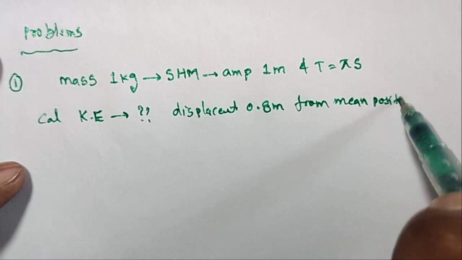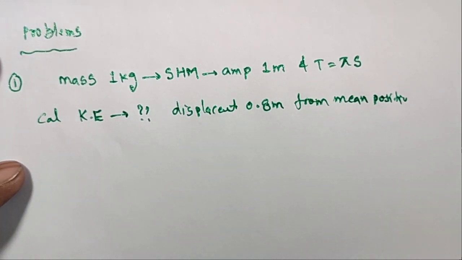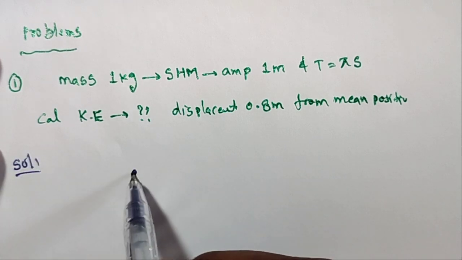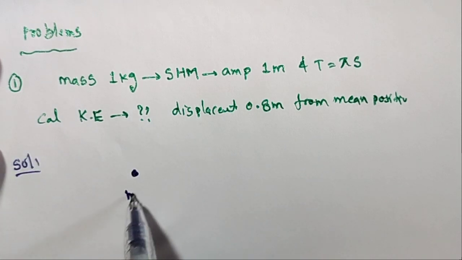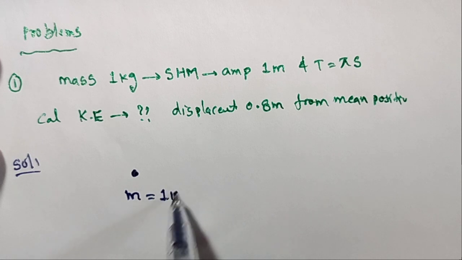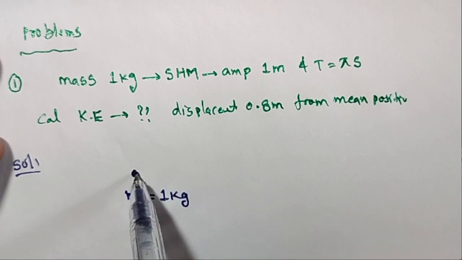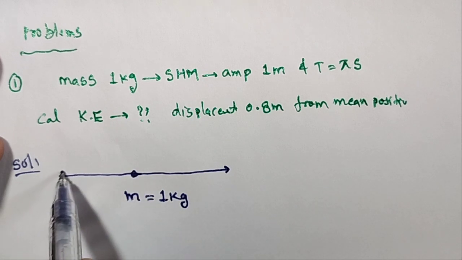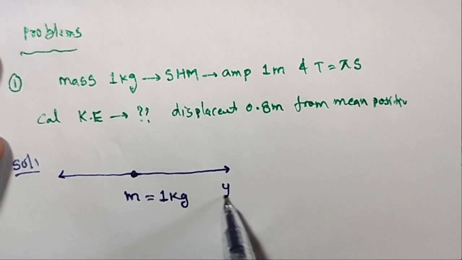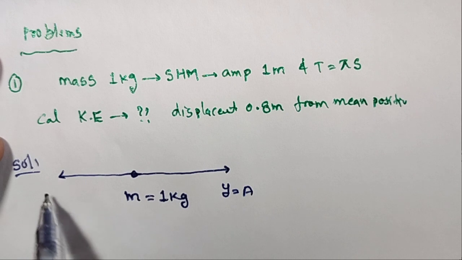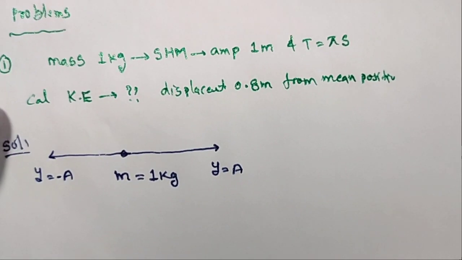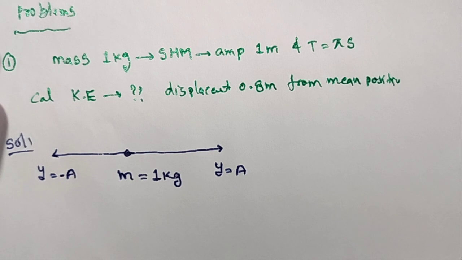I am taking one example problem here. This is a particle of mass m. What is the mass? 1 kg. It is executing simple harmonic motion. This is y equal to a, the positive extreme position, and y equal to minus a is the negative extreme position.